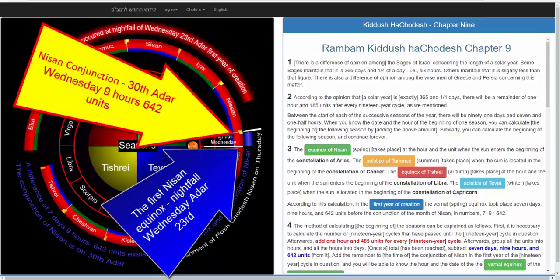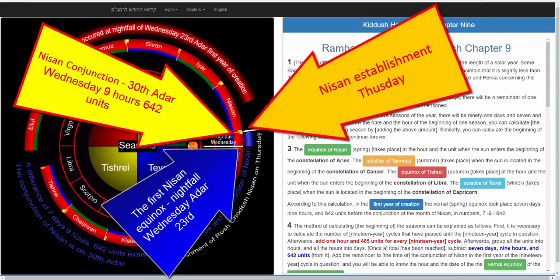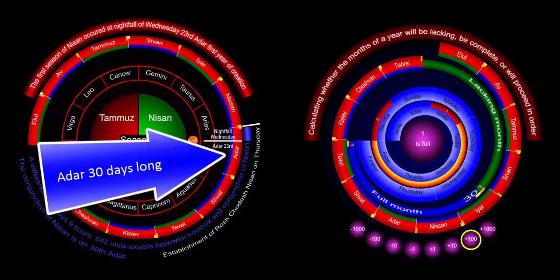Conjunction of Nisan took place on the following Wednesday, and the establishment of Rosh Chodesh Nisan took place on the Thursday after conjunction. We have to understand that the outcome of the Perush commentary is that Adar of the first year of creation is 30 days long, as opposed to what we learned in chapter 8, that Adar prior to Nisan is always 29 days long, according to the Hebrew calendar.